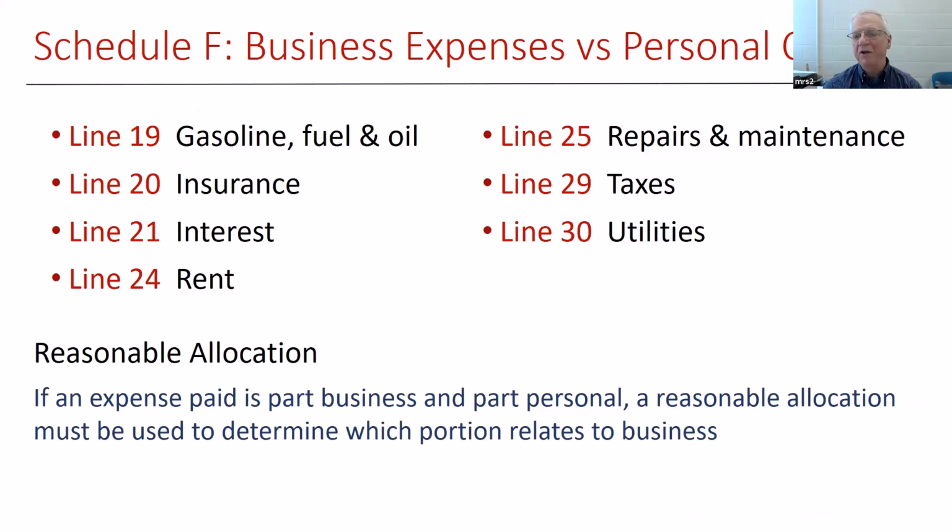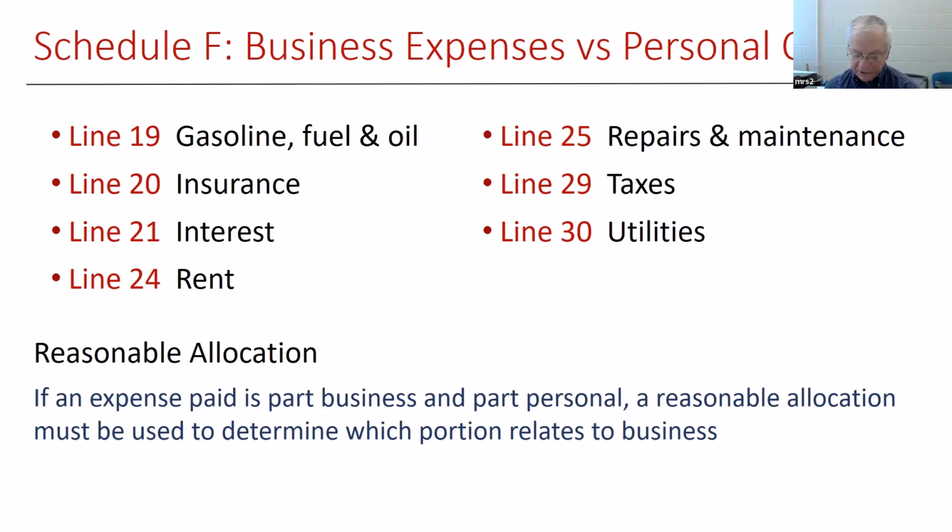Business expenses and personal costs. There's a bunch of categories here where you might have personal expenses as well as business expenses. It's important that you separate out the business part from the personal part, because only the business part goes on the Schedule F. And if you can't identify it specifically, then you're going to have to use a reasonable allocation. So for instance, like taxes, if you get a tax bill from the town for your real estate property taxes, you have to separate out what relates to farm property and what relates to your personal home. The home portion of taxes does not belong on the Schedule F, but the farm property taxes paid does belong on the Schedule F.